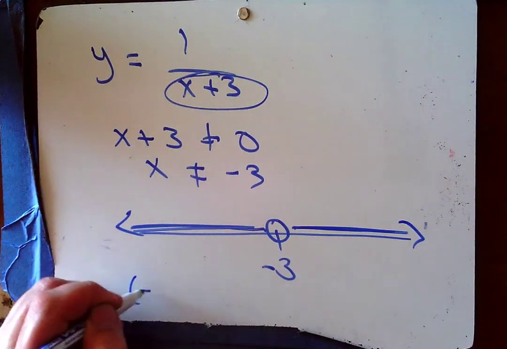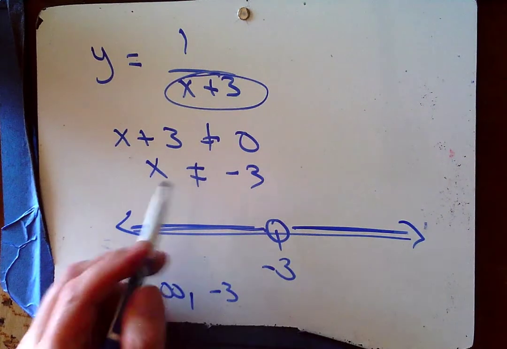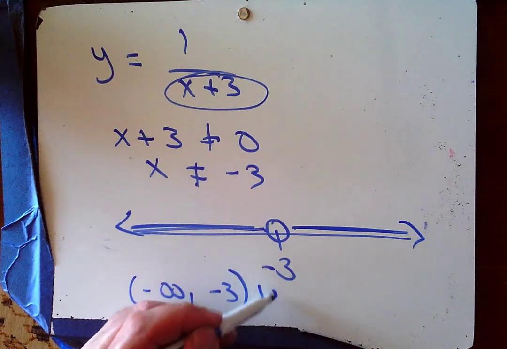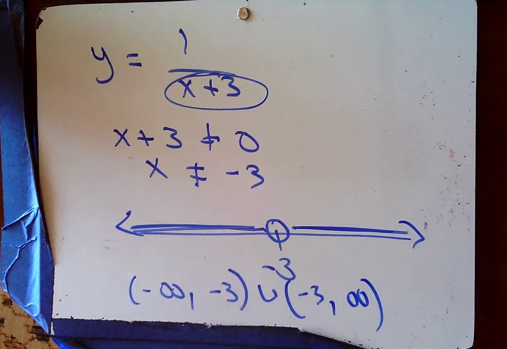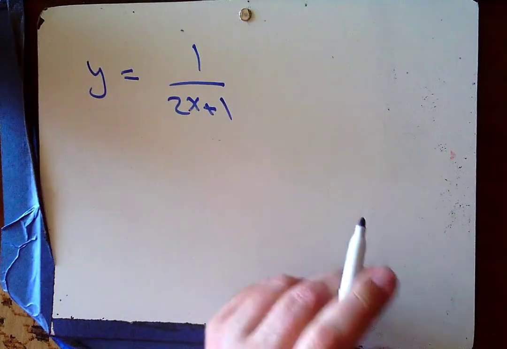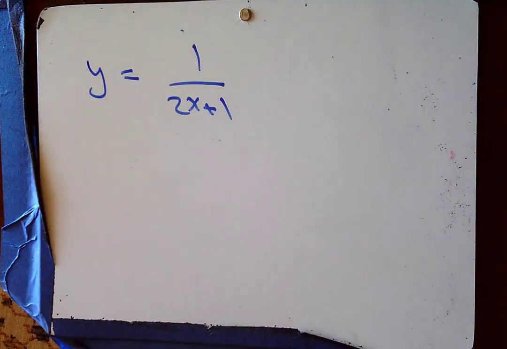And so I'm going to have -infinity to -3, bracket or parenthesis. Can't be equal to, so it's got to be a parenthesis. Union -3 to infinity. Okay? All right, so why don't you try this one? Y equals 1 over 2x plus 1. Pause the video, give it a try, come back if you have questions or when you're ready to check.